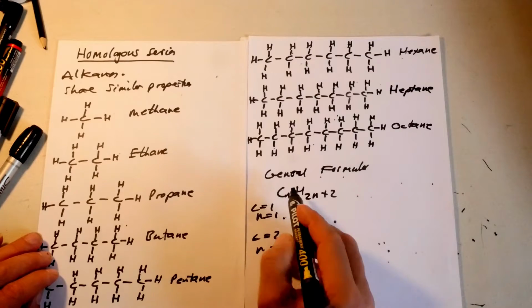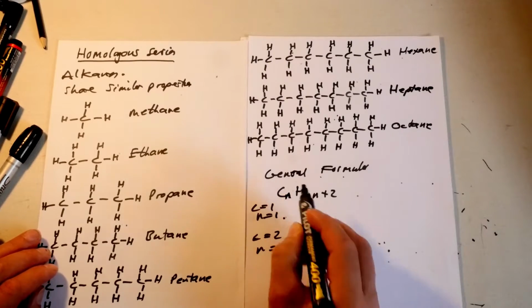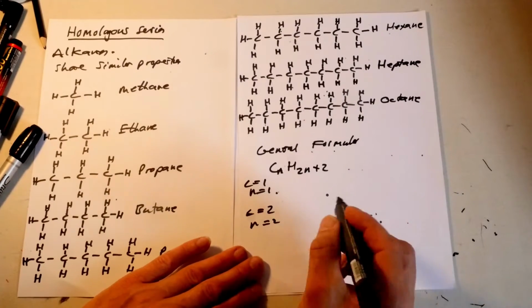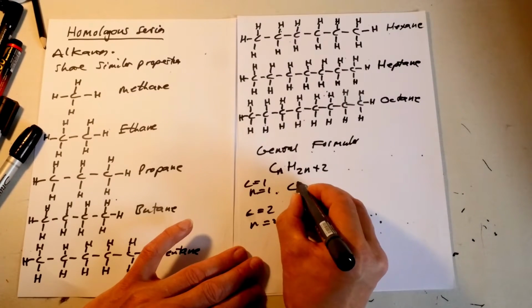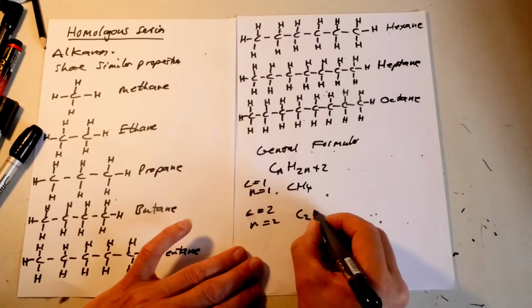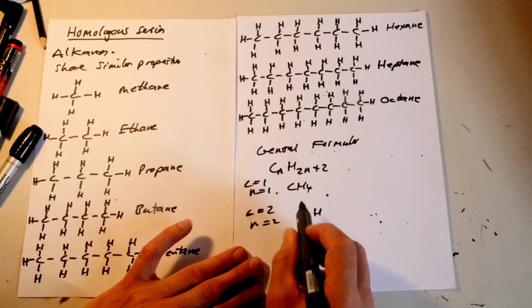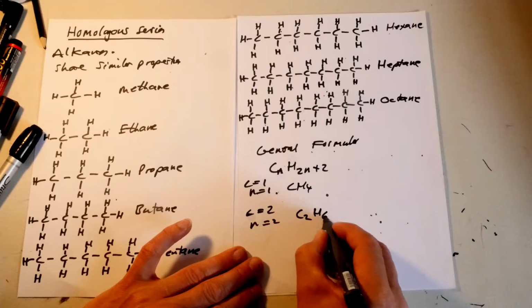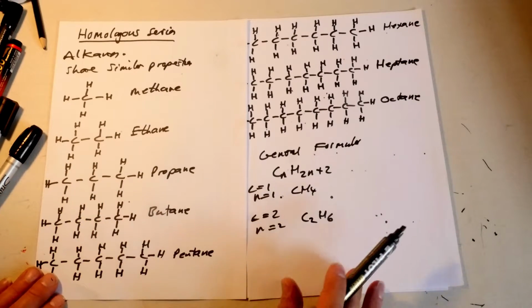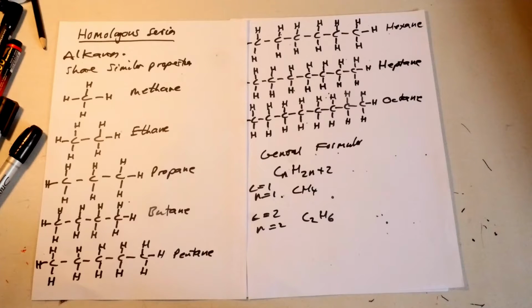So this is the general formula for writing out the carbons and hydrogens. So methane would be CH4, and that's C2, as n is 2, H, 2 times 2 is 4 plus 2 is 6, C2H6, okay?